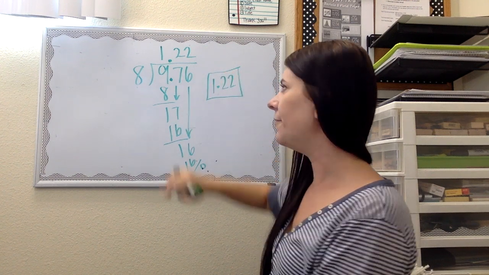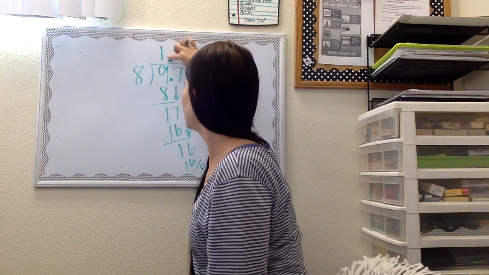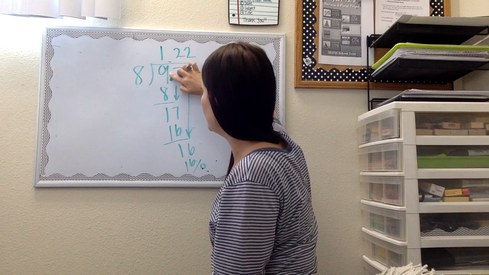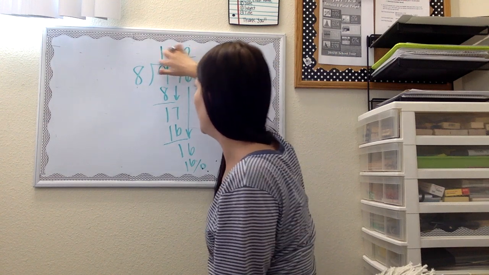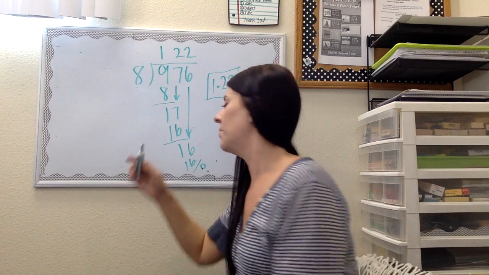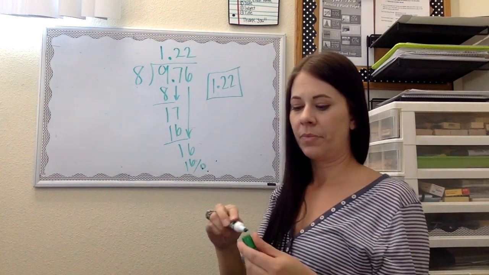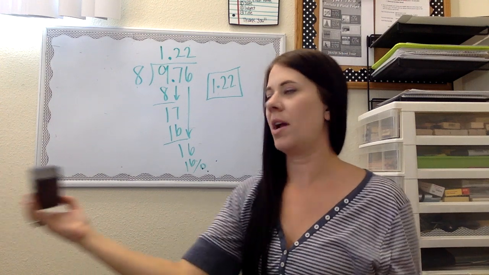Okay, and I know this is not the problem, but if the problem was 976 divided by 8, it would be 122. It's the same math, just there was a decimal here, so we put a decimal here. Okay, hopefully that makes sense. Let's try another one.